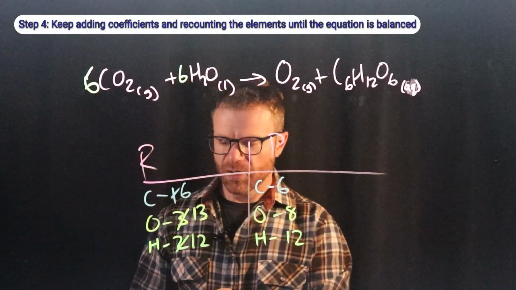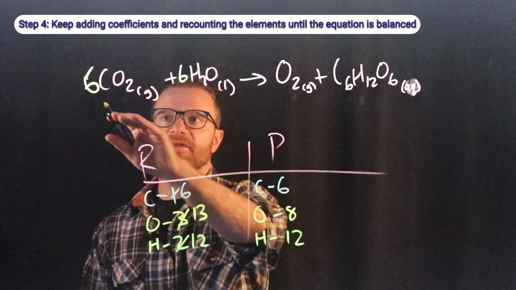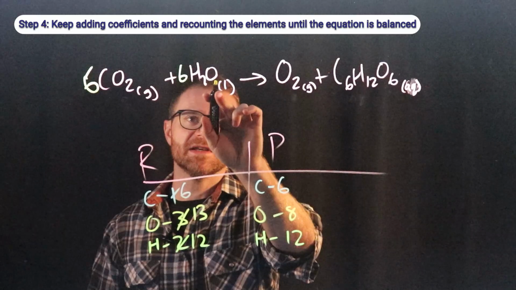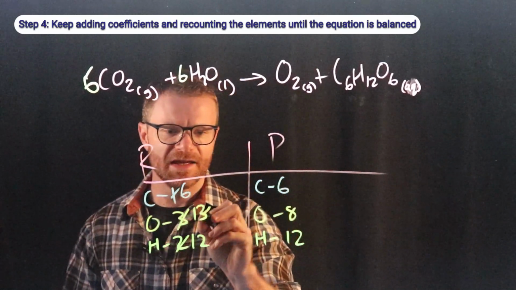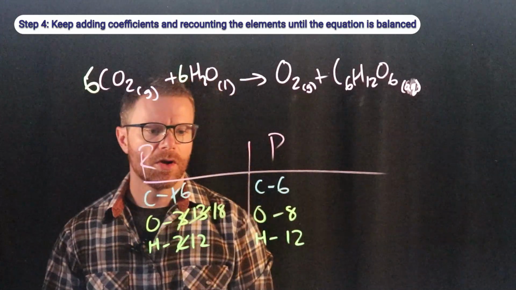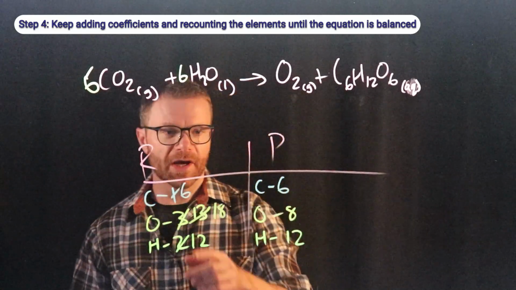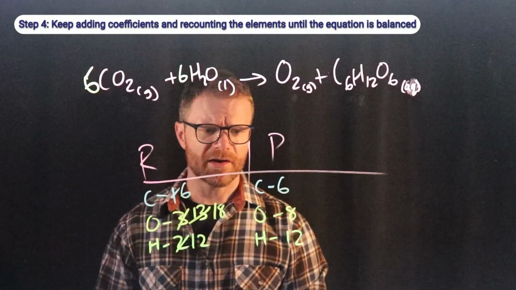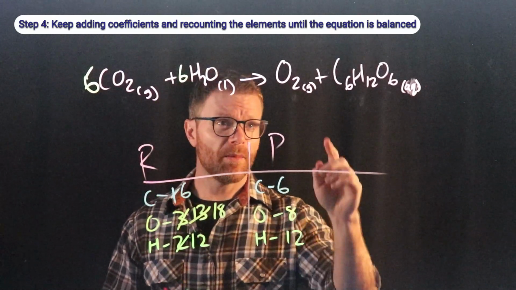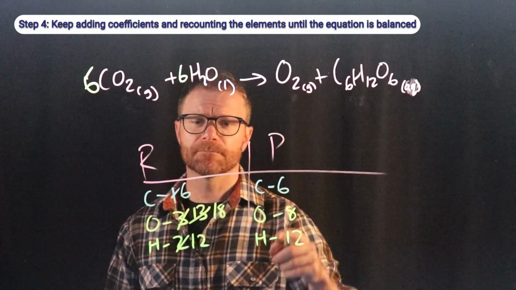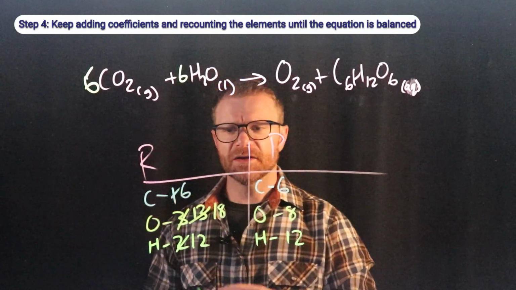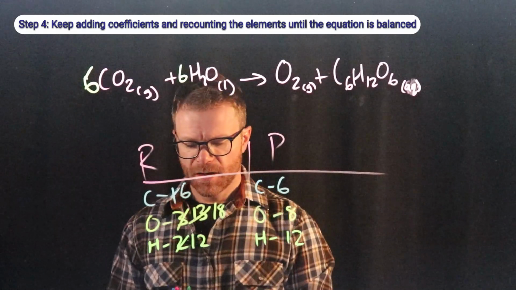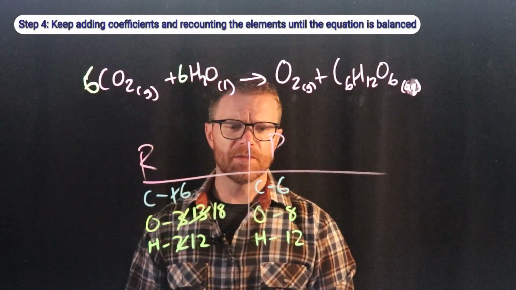Of course, I've also upset my oxygens now. So I've got 6 times 2, 12 oxygens here, plus another 6 here. 6 plus 12 is 18 oxygens. Okay, so now my carbons are balanced, my hydrogens are balanced, but I need more oxygens in my products. Specifically, how many oxygens do I need? Well, I need a total of 18, and I already have 8. Here's where things could get a little bit more complicated.